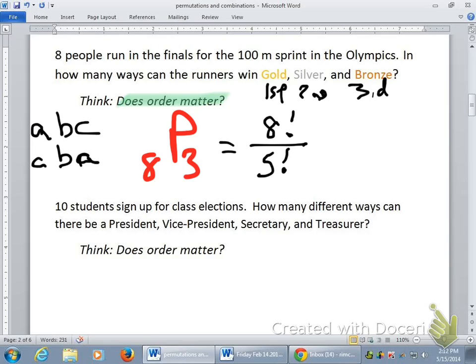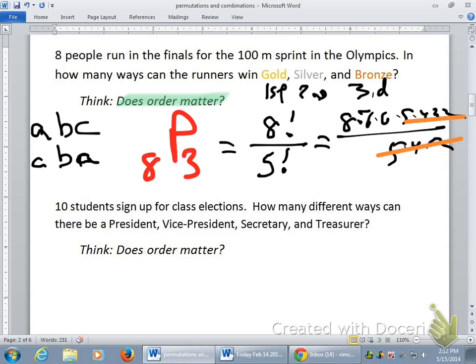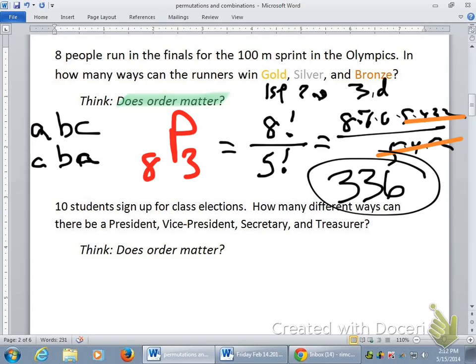So it's going to be 8 times 7, 6, 5, 4, 3, 2, 1 divided by 5, 4, 3, 2, 1. And of course, those cancel. And I'm left with 8 times 7 times 6. 336 ways that can happen. Does order matter? And the answer is yes, it does. Because a vice president and a president are different people. So order does matter. So this is a permutation.